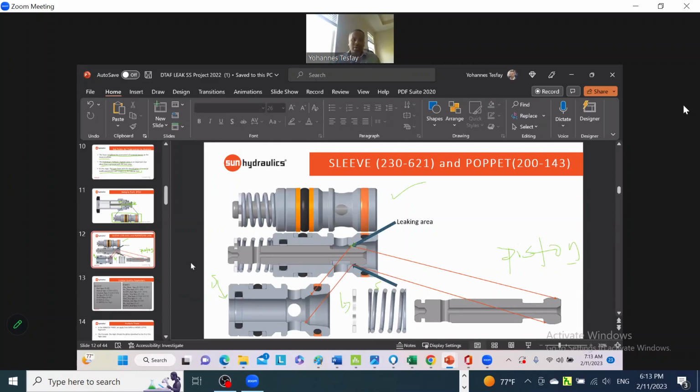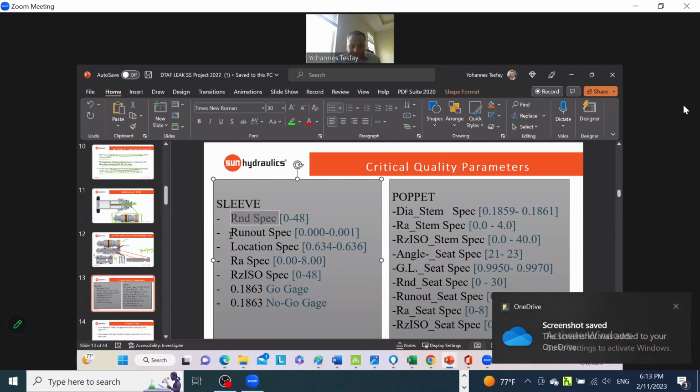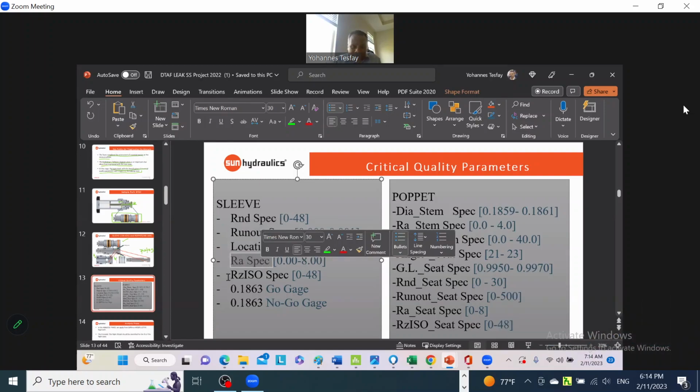That is how we're going to deal with it. Then the next step is we identify quality parameters. Those are roundness spec, runouts, location, RA, which is average roughness, RZ, which is the peak roughness, and go-no-go gauge measurements. Those are found in the part.